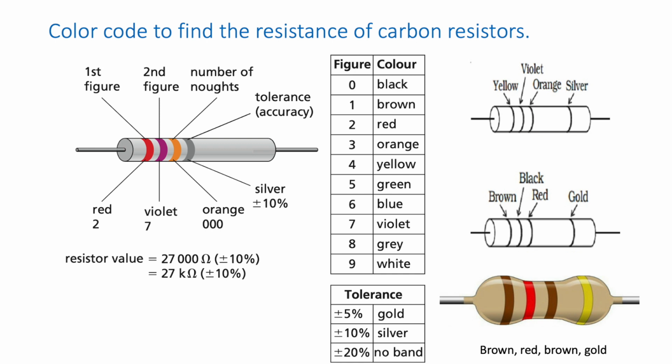Now you can see another carbon resistor: brown, red, brown, and the last color is golden. So the first digit is 1, the second is red, so 2, and again brown. So the brown represents the number of zeros coming. Now it is golden color, so the tolerance is plus or minus 5%.